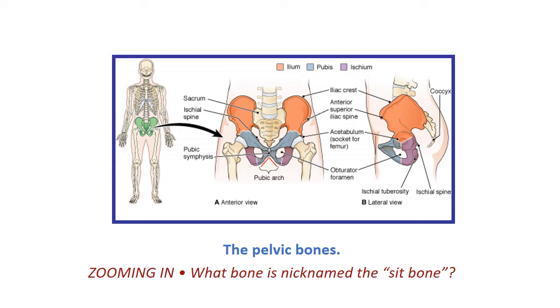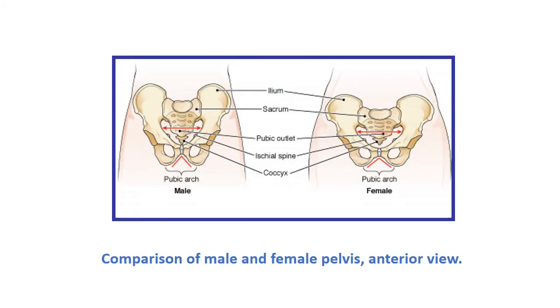We have a comparison of the male and the female pelvis. Note that the pubic arch is wider in females, and also the pelvic girdle itself is much wider in females to facilitate childbirth.